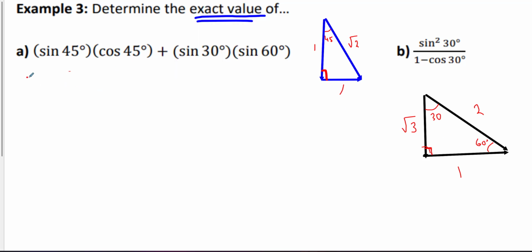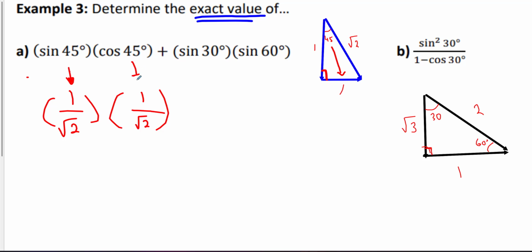Now, let's do this. So sine 45 is going to be opposite over hypotenuse. The opposite of 45 is 1, and the hypotenuse is root 2, so sine 45 is just 1 over root 2. Cos 45 is the same triangle, adjacent over hypotenuse, so that's also 1 over root 2. So these two brackets simplify to these two fractions. Now we have a plus sign, so don't forget that plus sign.